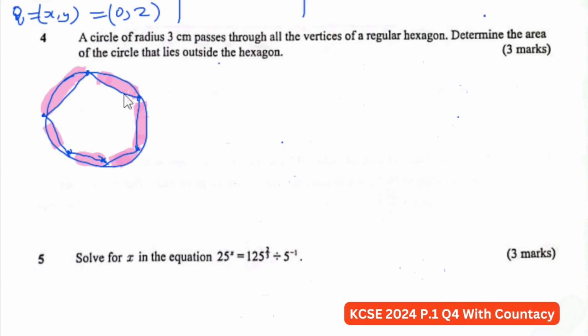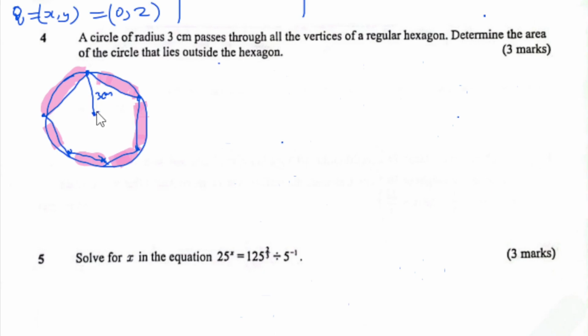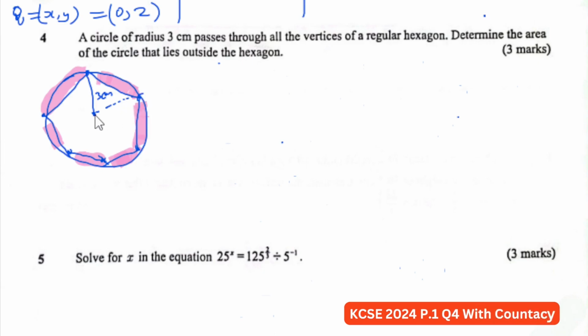Now that we've drawn this, the question has become a little bit easier for us, because we are able to visualize what is required of us. But then we start with what we've been given. Let's assume that this one is the center of the circle, and this is a point on the circumference, so the radius of the circle is 3 centimeters. That would imply that every length from the center to a vertex of the hexagon should be 3 centimeters. All these lengths here are 3 centimeters.